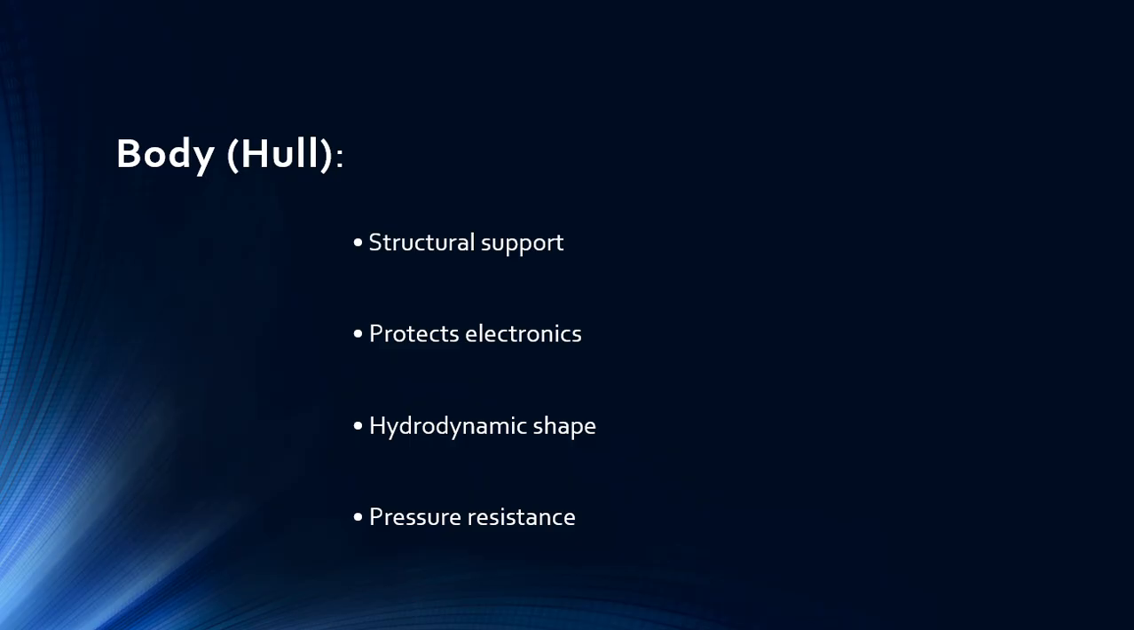Okay, the hull is the outer body of the AUV. Its job is to protect all internal components, provide structural integrity, and reduce drag in the water. The shape of the hull is extremely important because it affects stability, speed, and overall hydrodynamic performance. In deeper missions, pressure resistance is a critical design requirement.